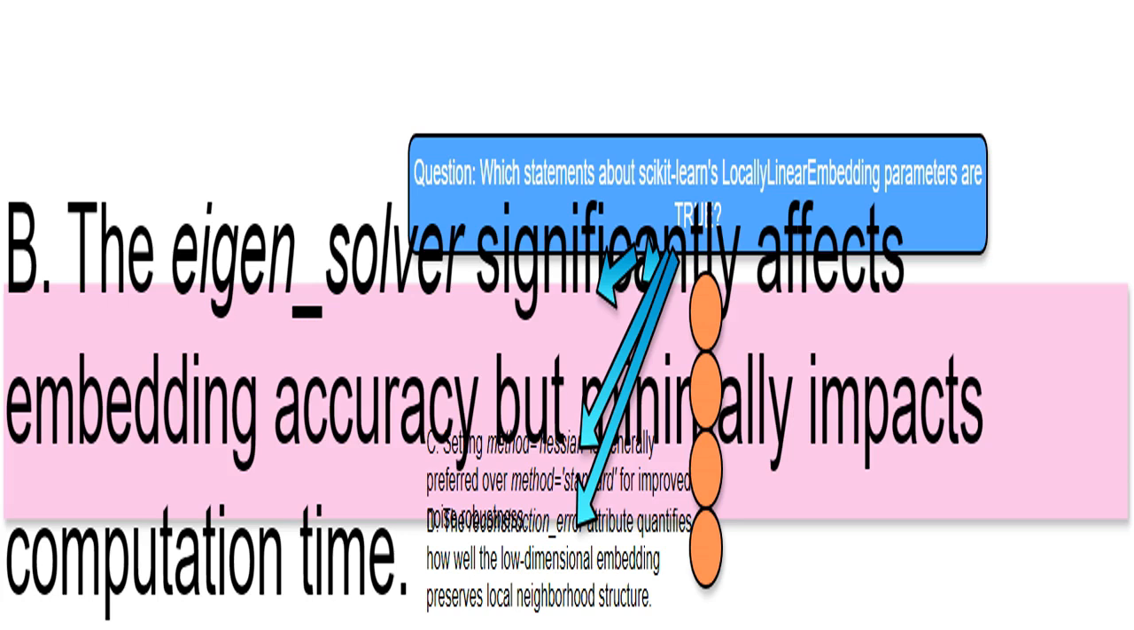More neighbors generally improve accuracy. It creates a better representation of the local neighborhood structure. However, a large number of neighbors will increase the computation time significantly because more calculations are involved. Think of it as asking more people for directions. You'll probably get a better route, but it will take longer.